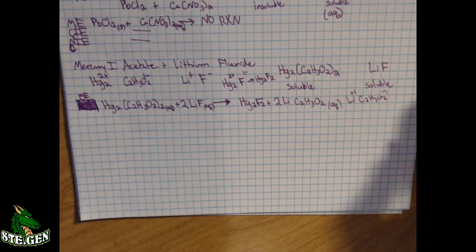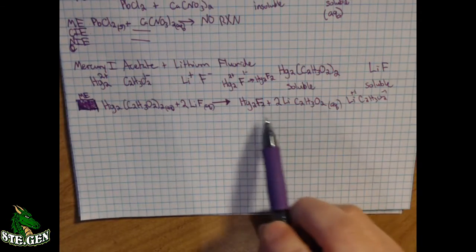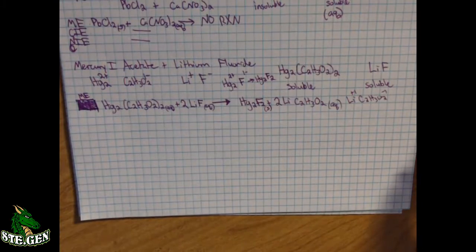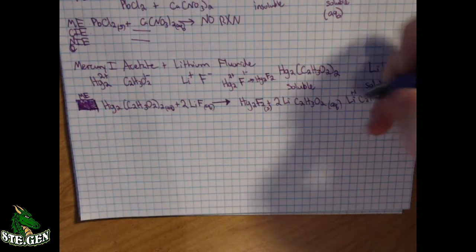But then for Hg2F2, it doesn't contain a group 1 cation or ammonium, doesn't contain acetate or nitrate, does contain a halogen, and contains fluorine, but this one is another one of those exceptions. It says silver, lead, or mercury 1, and this is mercury 1, which means this is going to be a solid. Hopefully you left a little bit more space than I did, so it's a little bit neater. So there's our molecular equation. We've got it fully written out.